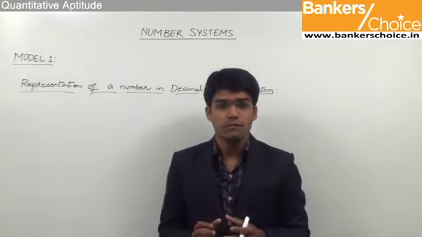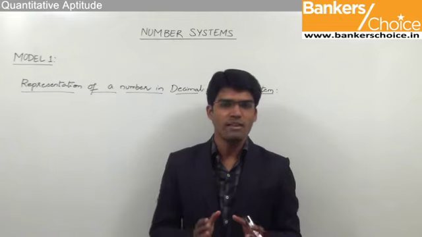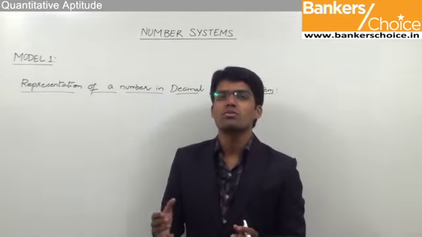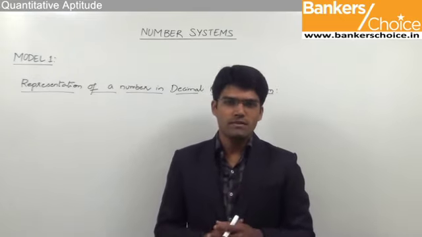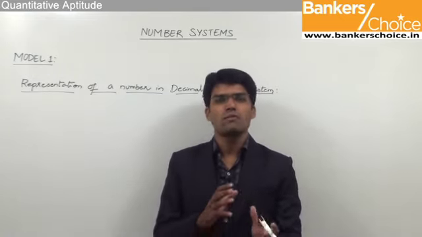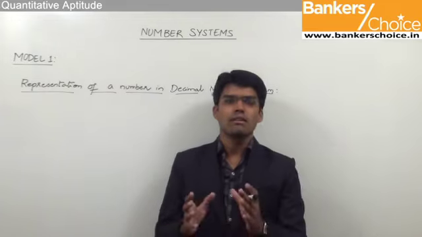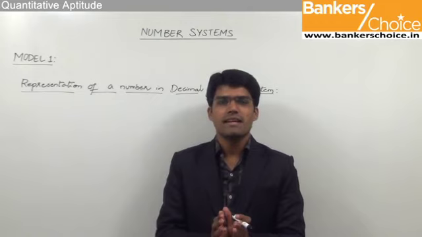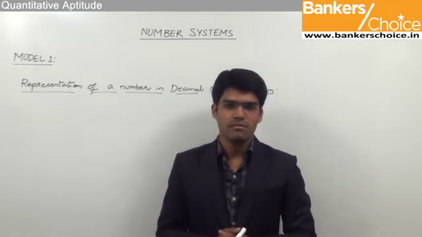As we have already learned, we follow decimal number system where the base is 10. That means there are 10 different symbols from 0 to 9. So whatever numbers we use are made up of a combination of any of these 10 symbols or 10 digits. Let us understand how to represent a number in case of this decimal number system.